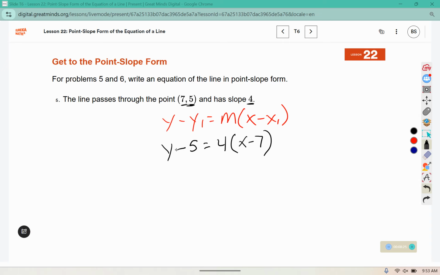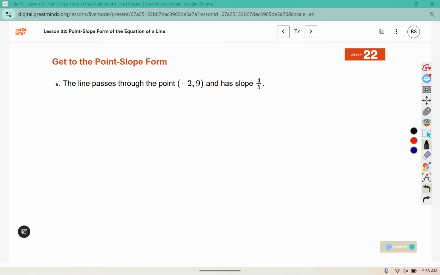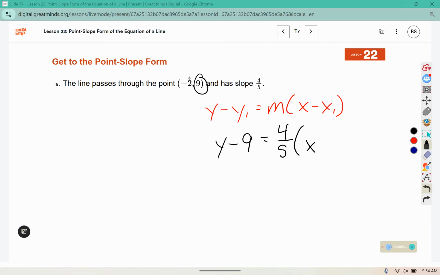So this is the point slope form of the line that passes through 7, 5, and has a slope of 4. The y value is a 9. The slope is 4/5. The x value is a -2. So if you have a minus a -2, you could rewrite that. Subtracting a negative is the same as adding the opposite. So you could rewrite it as +2.